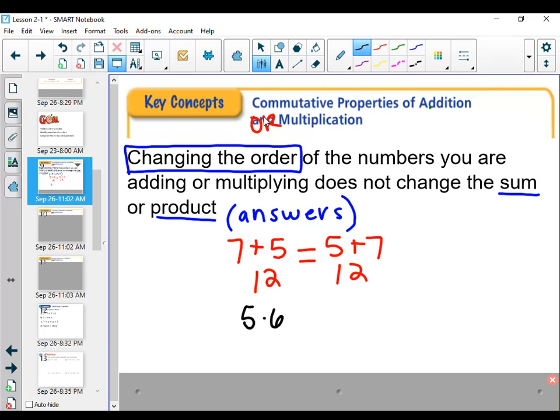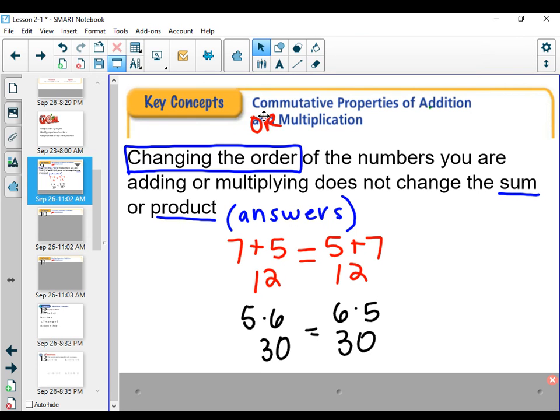5 times 6, change the order to 6 times 5. Changing the order does not change the answer. Pause if you need more time.